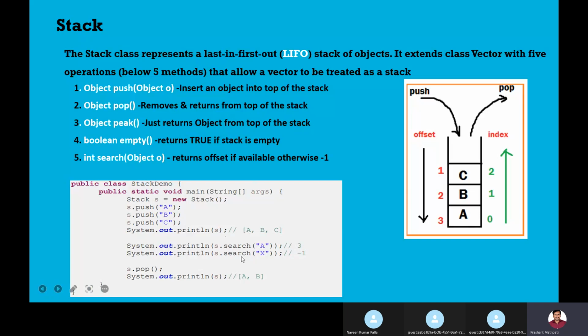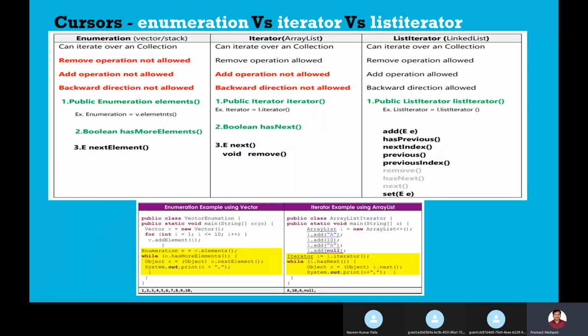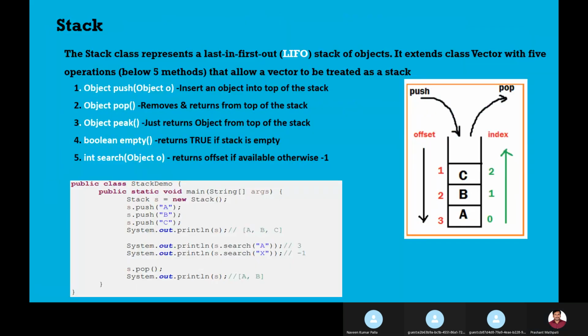Now in the same way, is s.search of x there? No, right? That's why it gives -1. As I explained here, it returns the offset if available; if not available, it returns -1. Now s.pop, what will it do? It will remove and return the top of the stack. When I say C, the top element is C, so then only A and B remain. These are the stack operations, guys. These are very important.